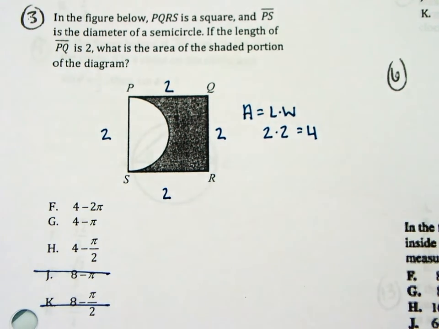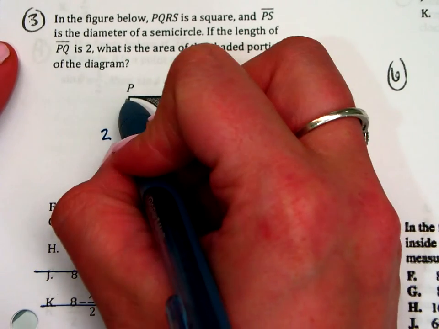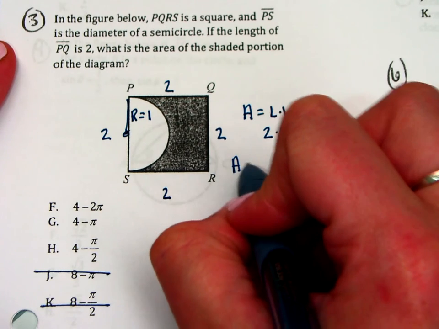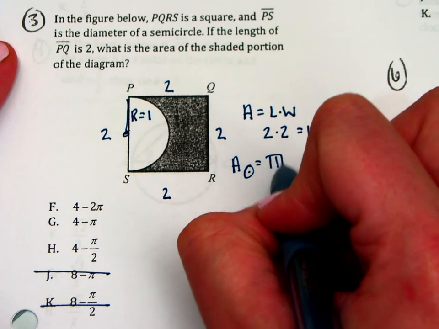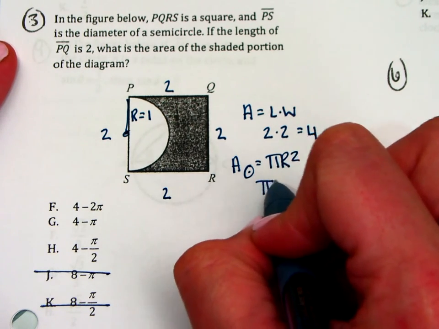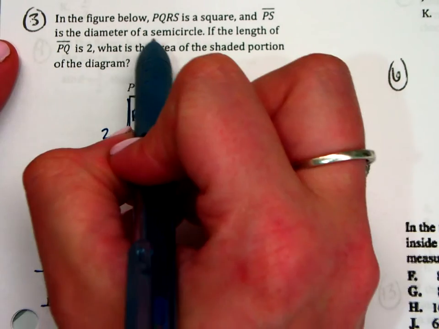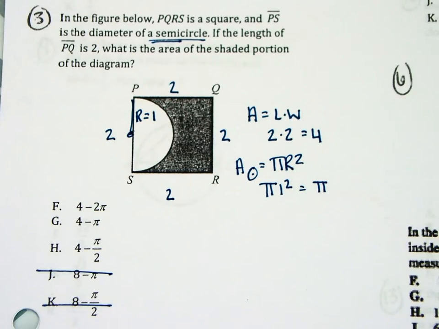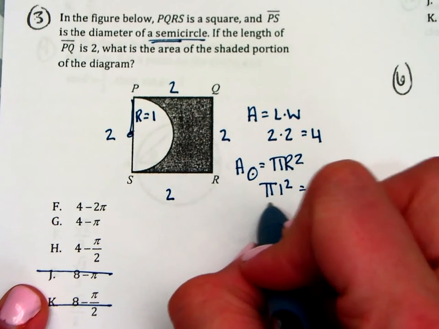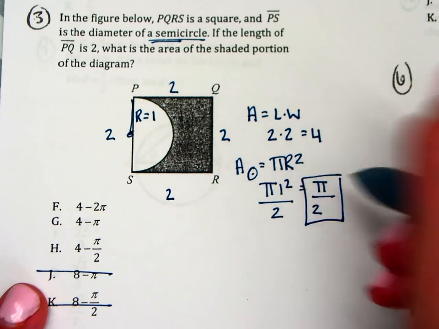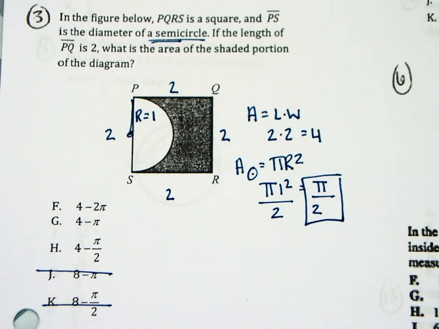Now we have to do the area of a semicircle. So the radius in this measurement is half of 2, which is 1. So the area of a full circle is pi r squared. So pi times 1 squared is pi. However, I have a semicircle, which is half of a circle. So I have to make sure that I divide my area by 2. So my area of the circle that I'm removing is just half.